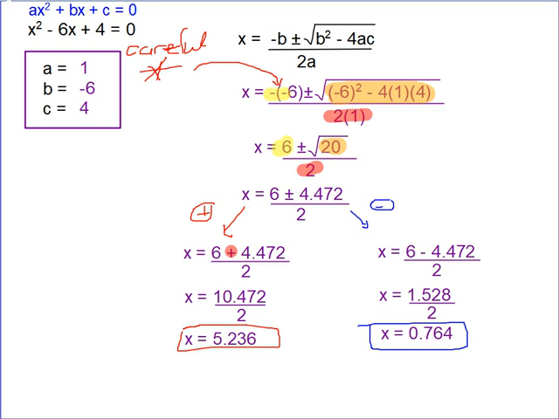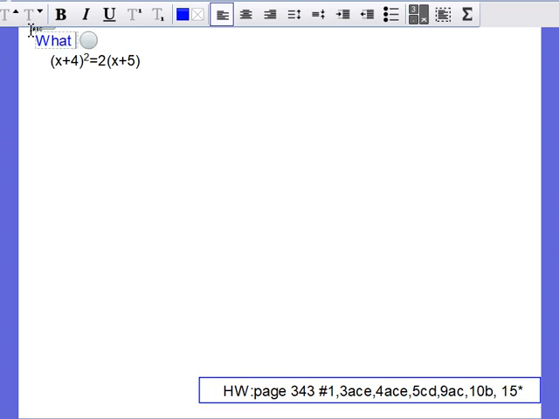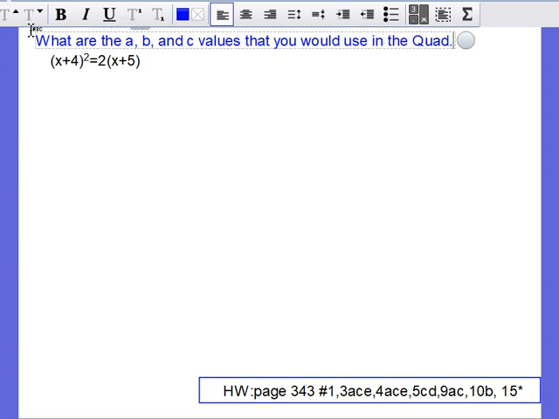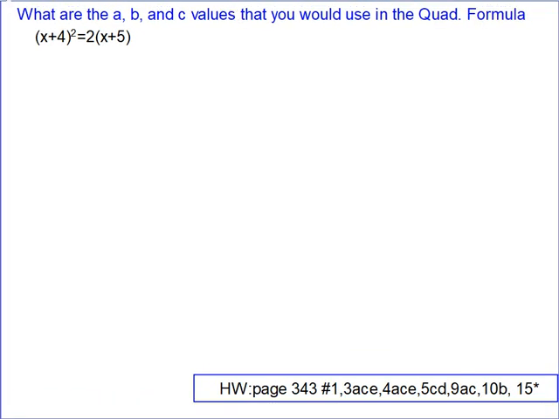Okay, one more thing. Sometimes in the textbook, I think I might have stolen this next one right out of the textbook. They give you something like that, and you're like, all right, well, I got to figure out what the A, B, and C values are. So how about for this one, we just say, what are the A, B, and C values that you would use in the quadratic formula? Sorry, just tough for space here. Now, this is kind of nasty. It's very similar to some of the questions on that in-class assignment we did. What are the A, B, and C values?